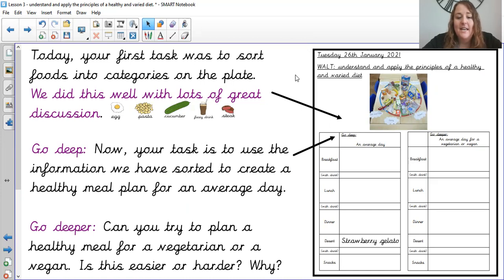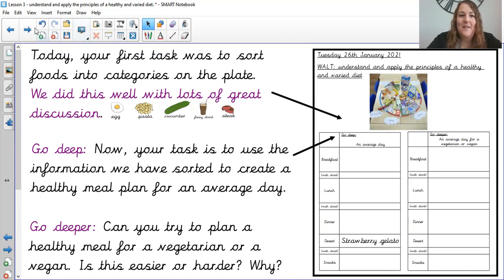And like I did say, the Go Deeper is for your vegetarian or vegan. Again, this is only if you want to have a go at doing another one. You don't have to do them all. I wish you lots of luck with this. It's one of the lessons I really enjoy doing in school with you because the conversations we have are quite fun. But I look forward to seeing pictures later if you want to send those in. Have a go now and just come back at the end so we can do the learning pit. Good luck.